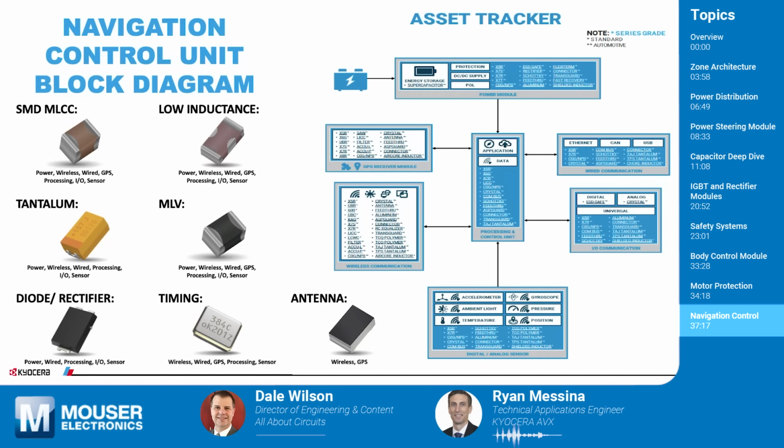And this is just another snapshot of another little control unit, a navigation control unit, something else that you would see in one of these zones. And once again, just to give you an idea of the types of parts that we have. I think the new wrinkle that we've thrown into the navigation control unit are the antennas.